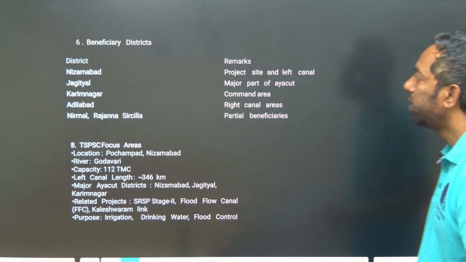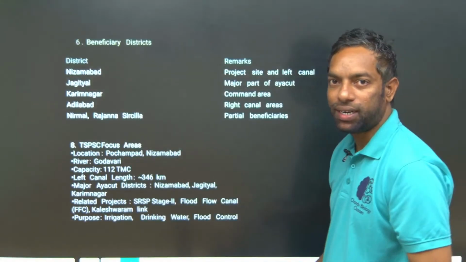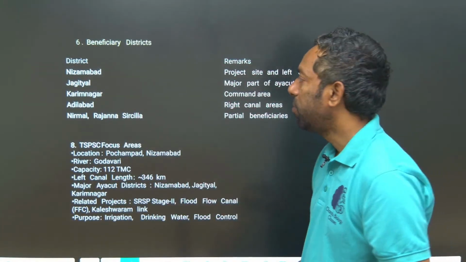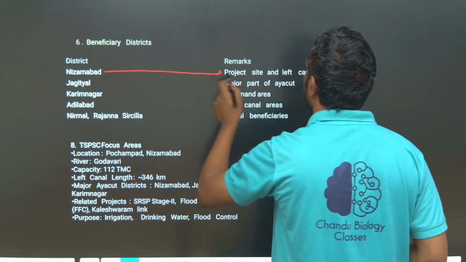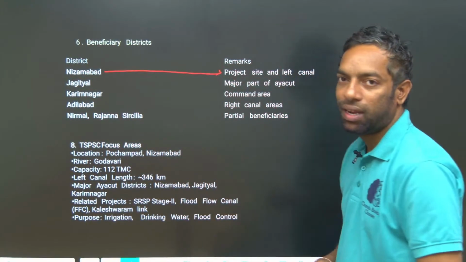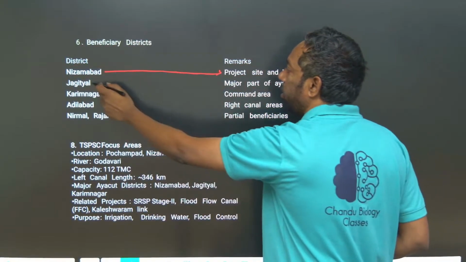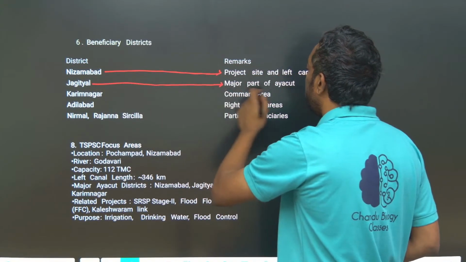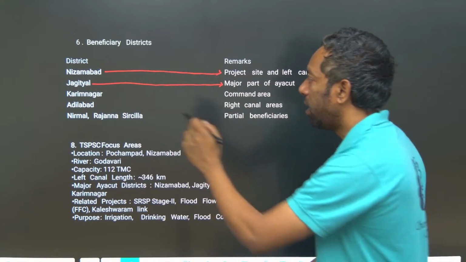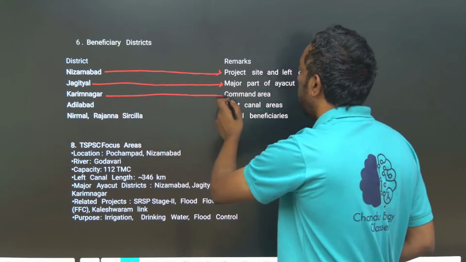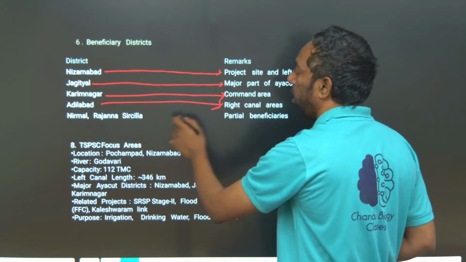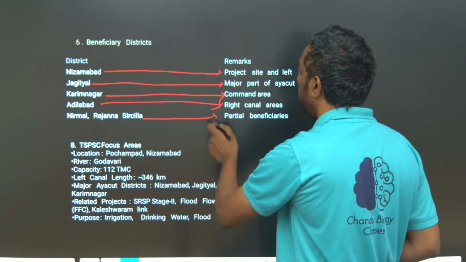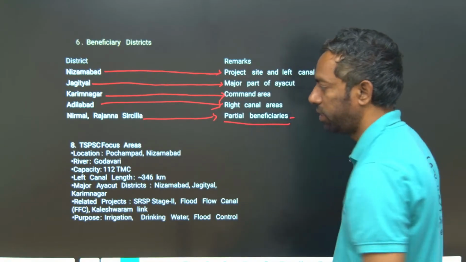Beneficiary districts of the Sri Ram Sagar project: Nizamabad district, where the project is located, benefits. Jagityal district also benefits with a major part of the Ayakat. Karimnagar command area. Adilabad through the right canal, and Rajanna Sirsilla and Nirmal are also partial beneficiaries.